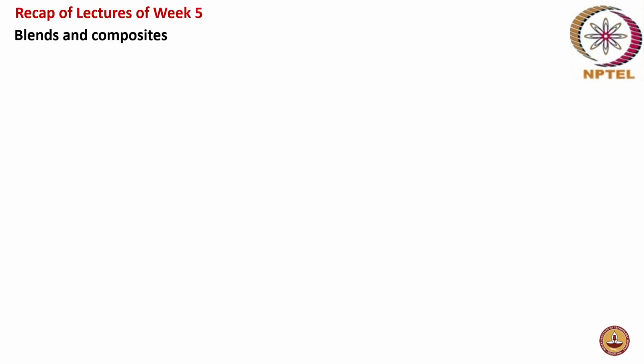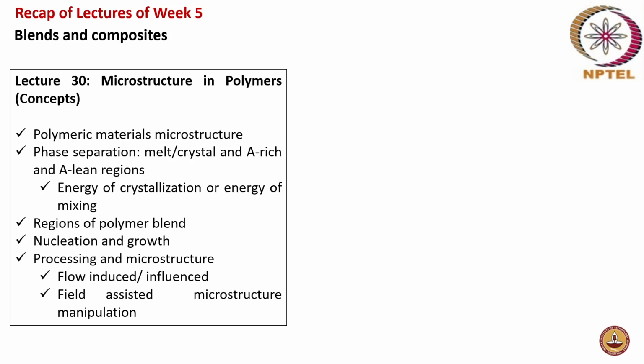So as usual, we'll go through the brief recap of lectures of week 5. Week 5 lectures started with blends and composites, where lecture 30 was on microstructure in polymers. It was on concepts, where polymeric microstructures were discussed. What are the key features that determine the microstructures in polymers? For example, in amorphous and glassy polymers, the orientation plays a critical role. In semi-crystalline polymers, the crystals, the lamella, its distribution, and the orientation play a critical role, and were discussed.